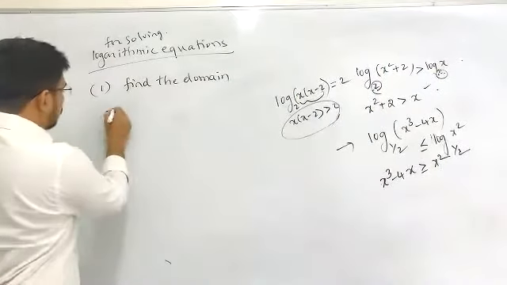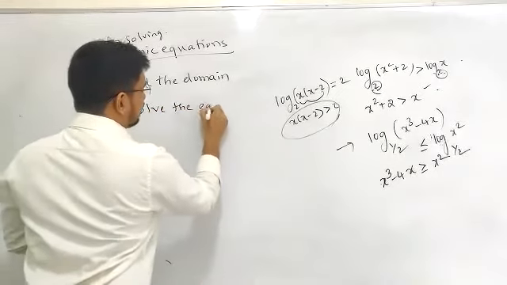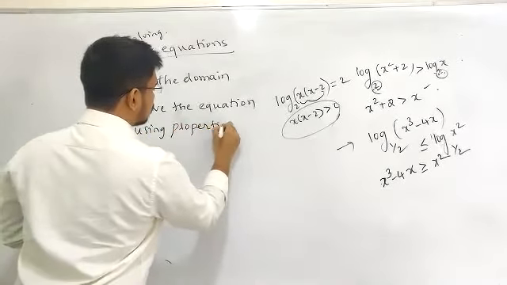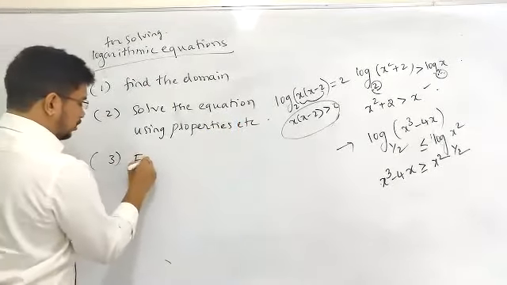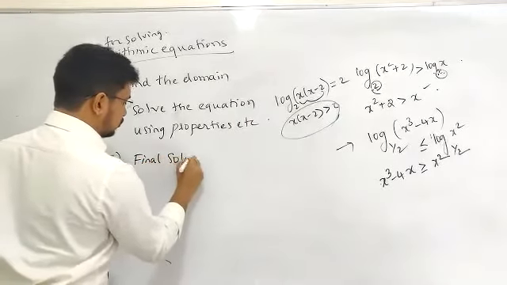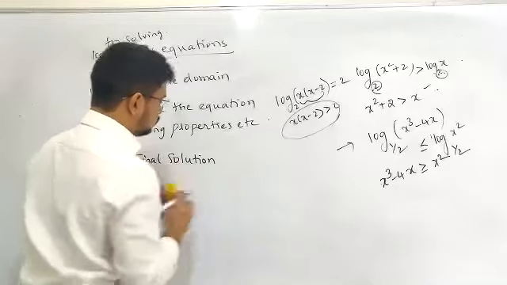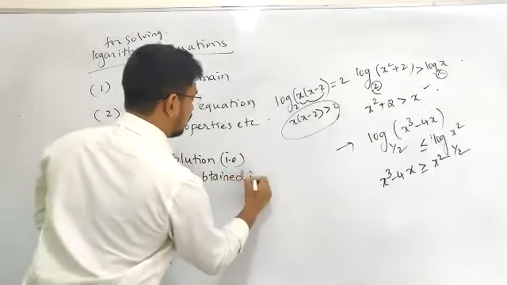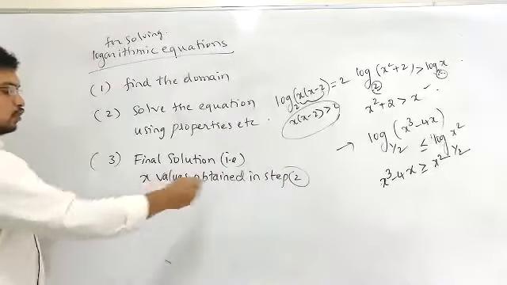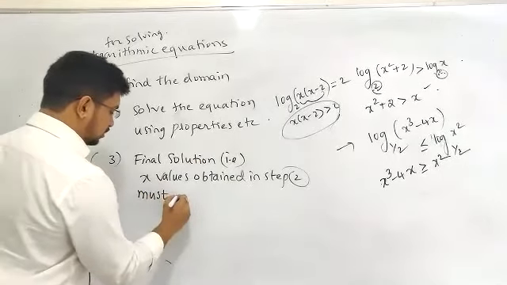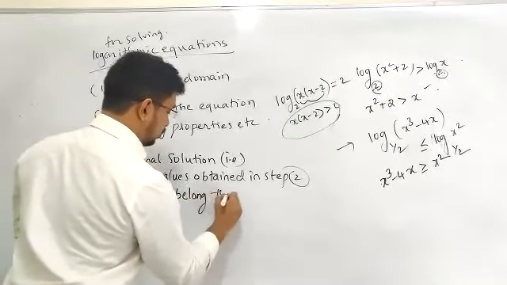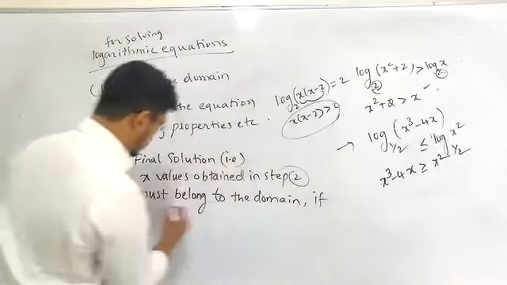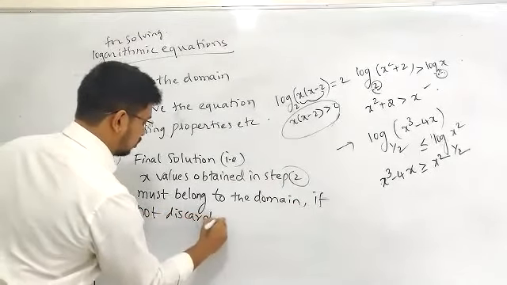So first you find the domain, then solve the equation using properties, etc. Third is the final solution, that is, the x values obtained in step 2 must belong to the domain. If not, discard it.